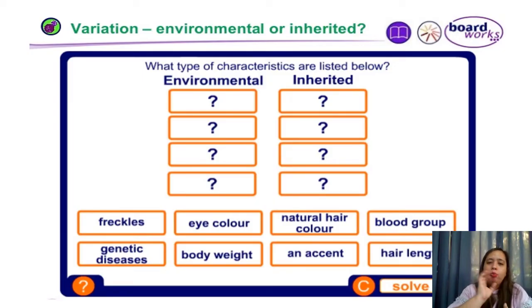Okay, so here, what type of characteristics are listed below? Kindly categorize freckles, eye color, natural hair color, blood group, genetic diseases, body weight, accent, and hair length, whether it's an environmental variation or an inherited variation. Okay, so let's take a look. You can pause this and answer. Please send the screenshot, and write that on your notebook so that when you submit your notebook, I could also get the feedback from there. Okay?